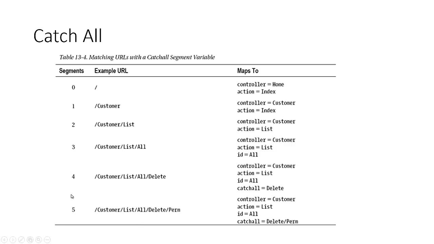So looking down here at segment 5, you'll notice it says customer/list/all. That maps to the customer controller, list action, ID of all, and then the catch-all captures the remaining delete/per. And by taking that, we can then consume that within our action, our function, and then use that data as needed.